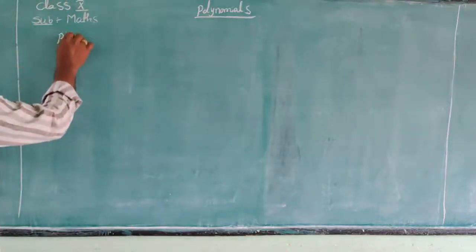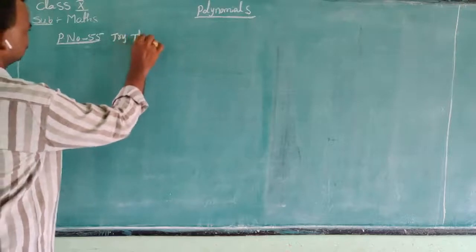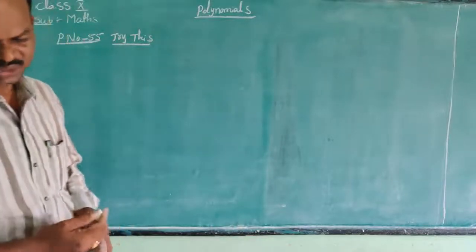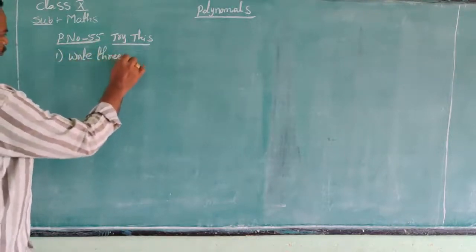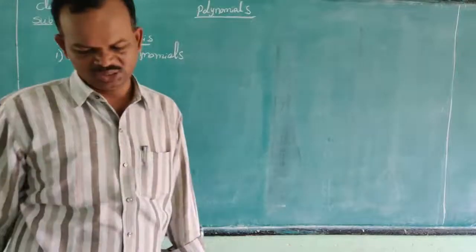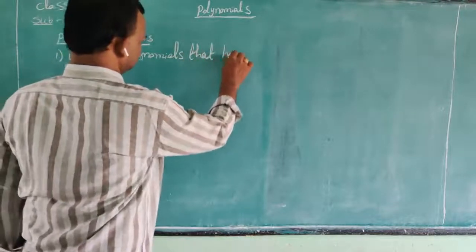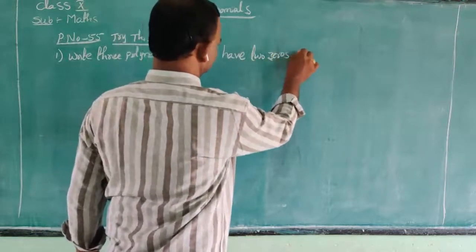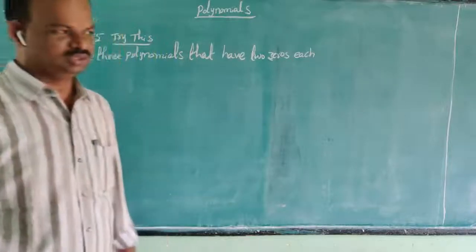Try this. Write three polynomials that have two zeros each.